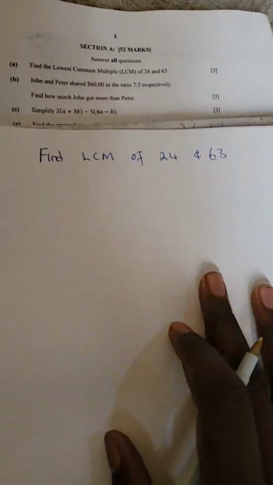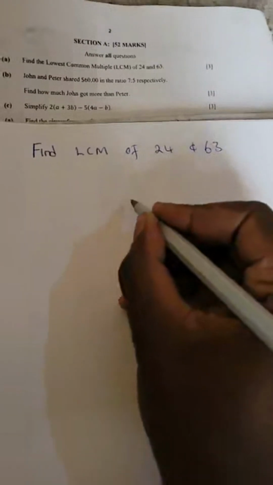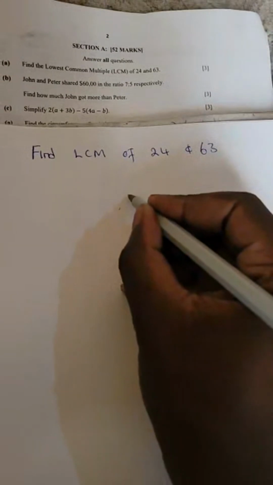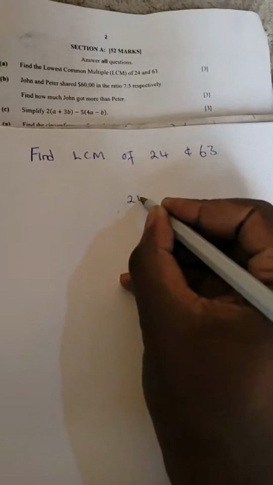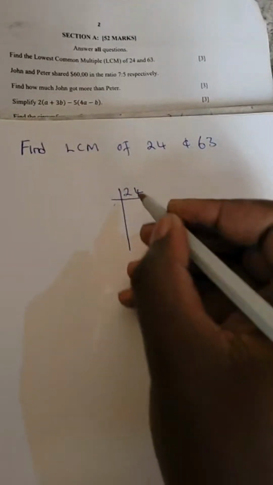How are you guys? Okay, so we have a question here. It says find the LCM of 24 and 63. So for LCM, we first break our numbers down as a product of their prime factors.